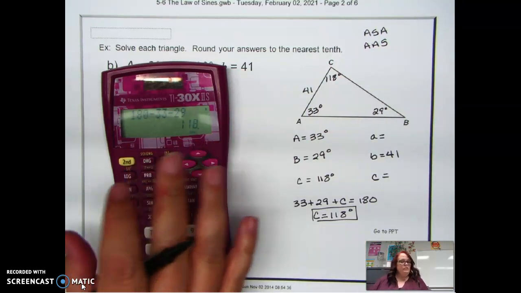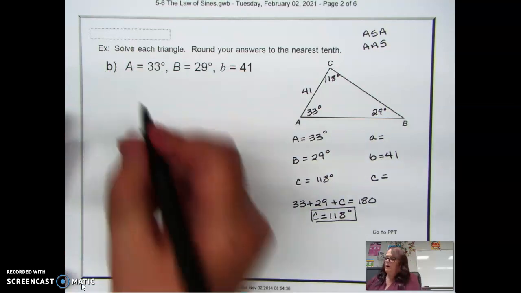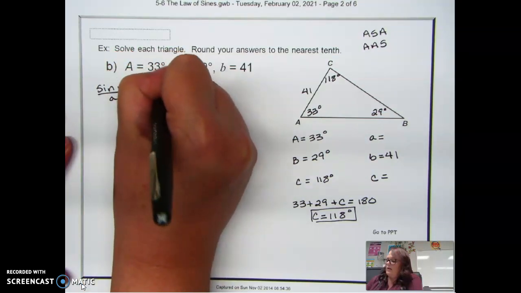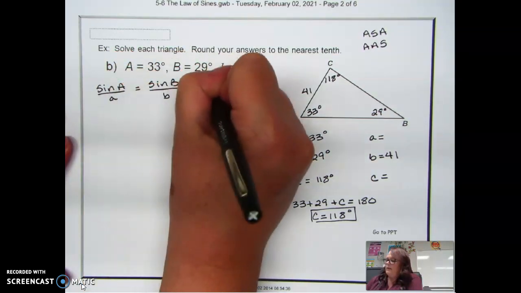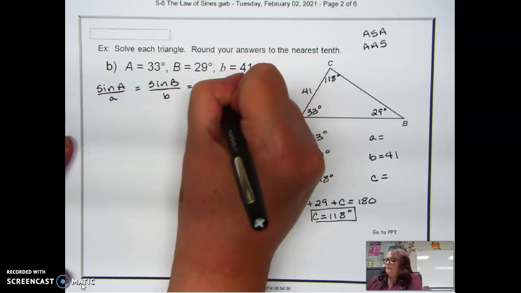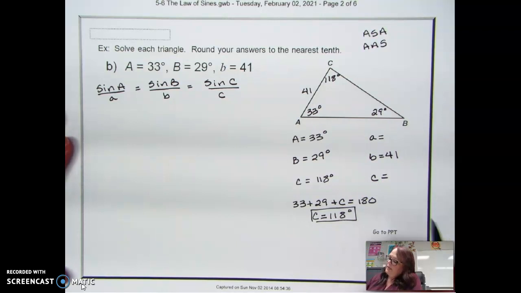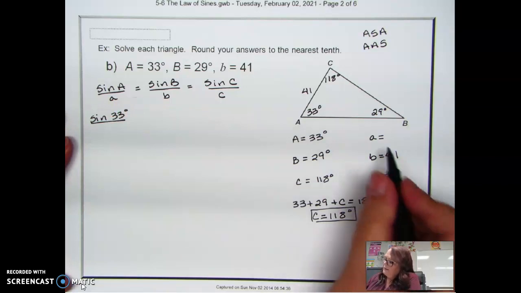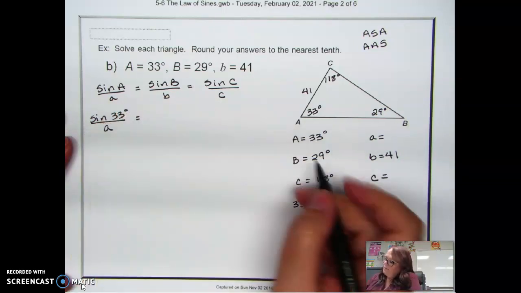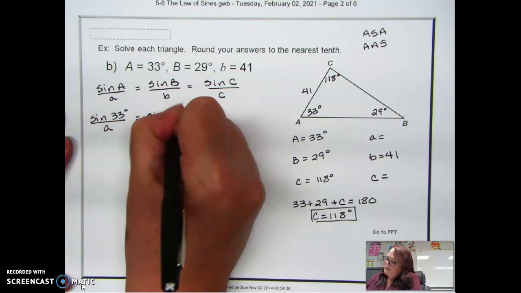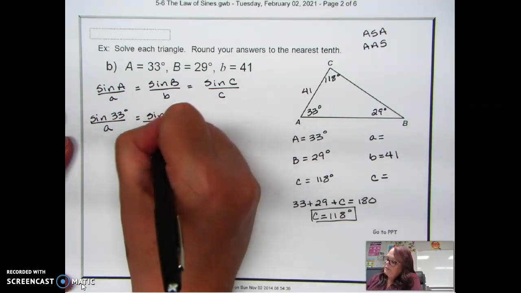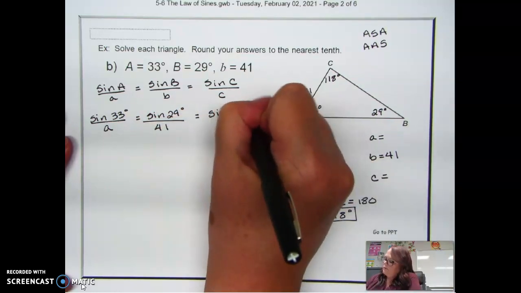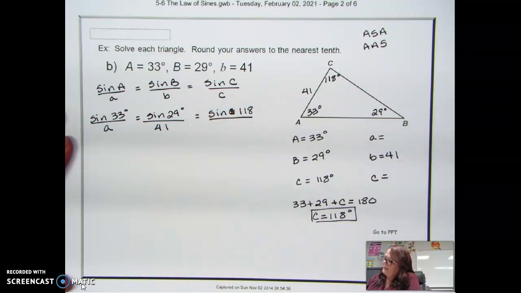Okay. And so then with that knowledge, I can fill in my law of sines. So I'm going to say that I have the sine of A over little a equal to the sine of B over little b equal to the sine of C over little c. So if I substitute what I know, I've got big A is 33 degrees, and then little a we don't know. I've got big B is 29, and I've got little b is 41. And then I've got big C is 118, and little c we don't know.